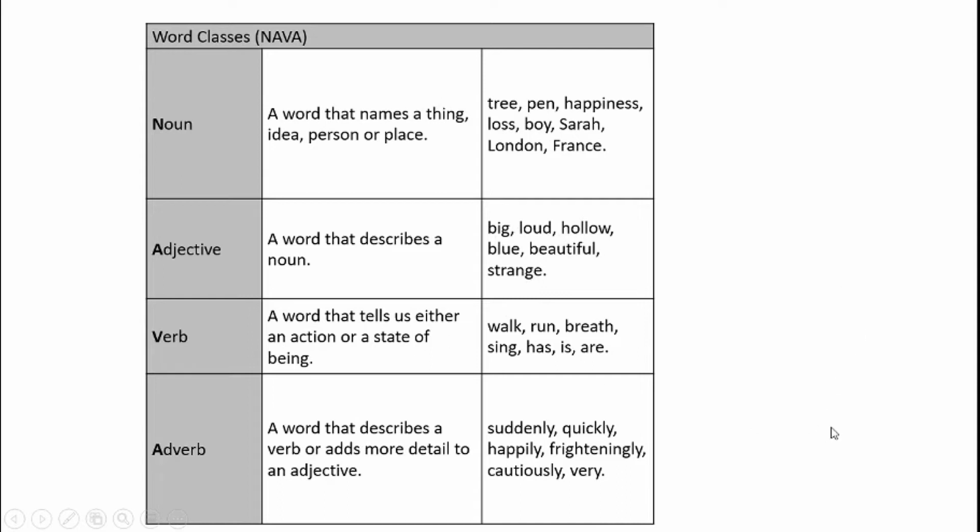We have verbs, words that tell us either an action or a state of being. So walk, run, breathe, or sing. So they're the actions. When you know people who say verbs are doing words, that's what that relates to. But they're also about being. So has or is or are, I am. The am in I am would be a verb. And then an adverb is something that tells us more about a verb or more about an adjective. So we could have suddenly, quickly, happily, frighteningly, cautiously, and very. So just a reminder there of what the word classes are.